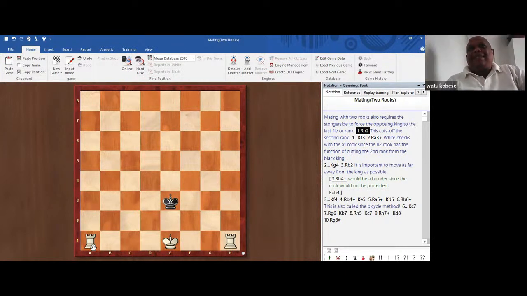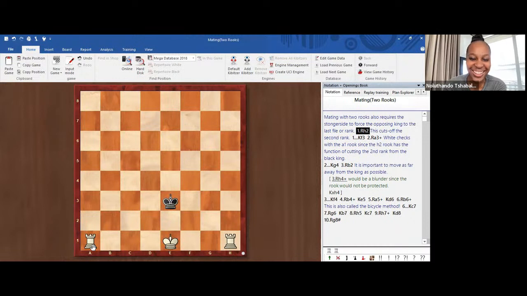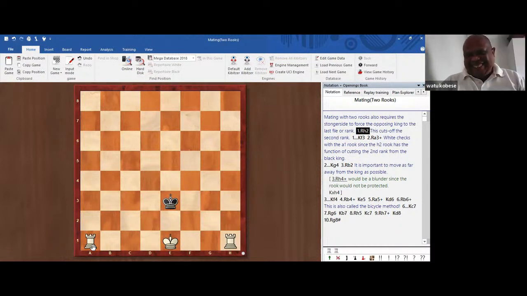Exactly. So checkmate basically means a plan has been carried out and the opponent cannot do anything about it. So you hear it in movies. If something happens and someone says checkmate, it's over. Exactly. It's over.